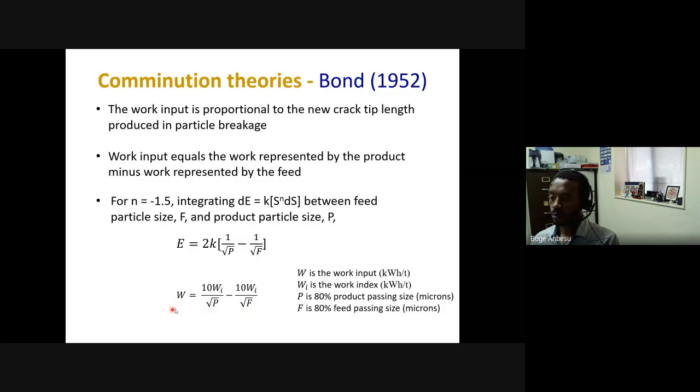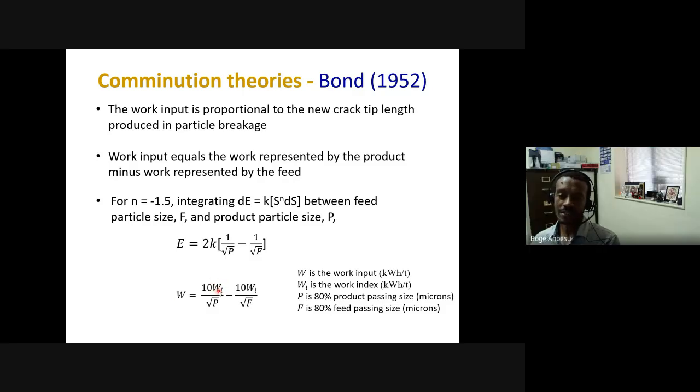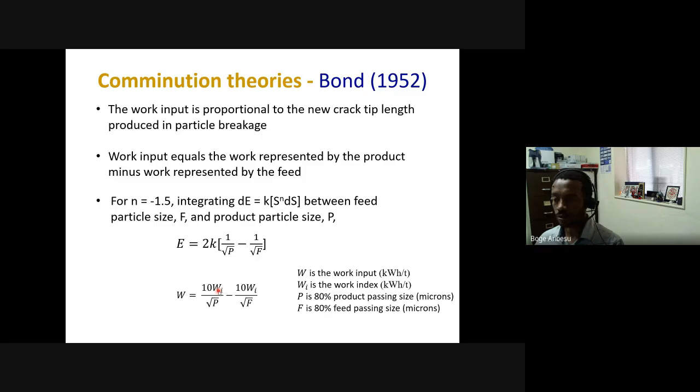Okay, so the work input is related to the mill that you are using, and the work index is related to the nature of the rock. So that's the one related to the grindability of the ore, or how hard or how soft the rock is to grind. Okay.